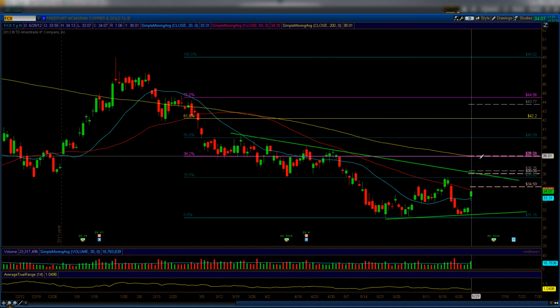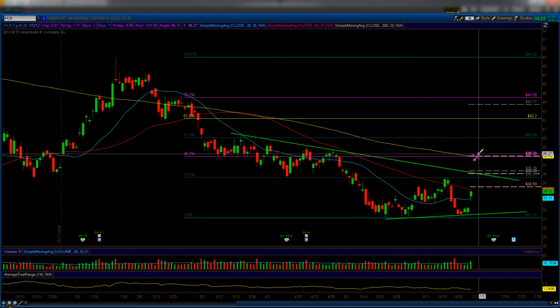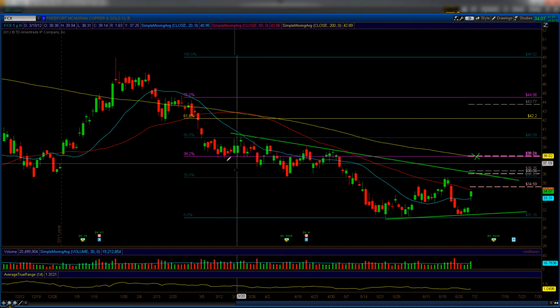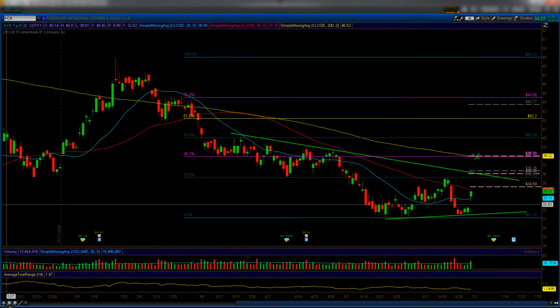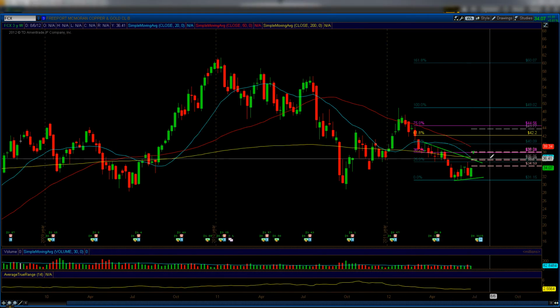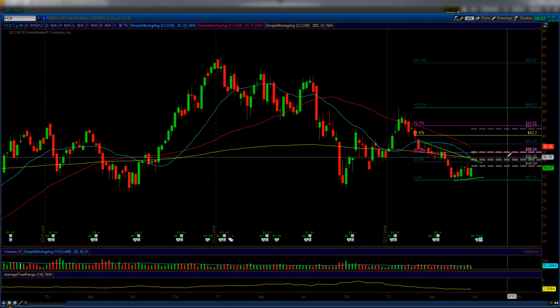Okay, so we also have this $38 level over here, which coincides with the 200 moving average and the Fibonacci 382 level. I really like that level, but let me show you something else on the FCX. On the FCX, we have this level here, which is about the 36.76 level, or the $36 range, right around here.